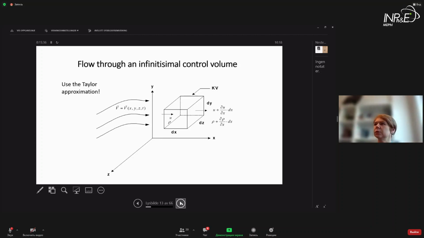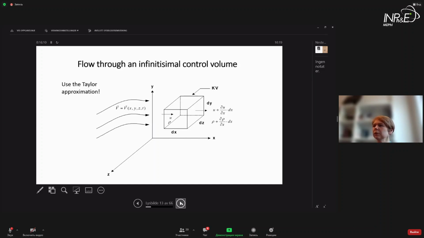When we're interested in describing the fluid mechanics on a little scale through complex geometries, we need to do this infinitesimal analysis. So we are choosing a tiny control volume with small sizes dx, dy, and dz, and looking at what happens when it is placed in a velocity field.